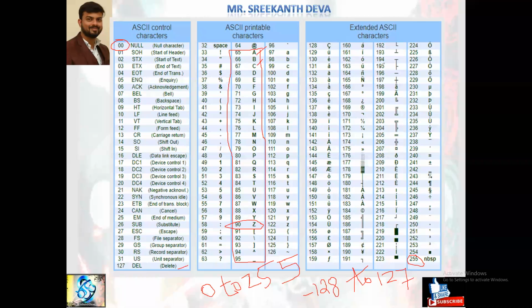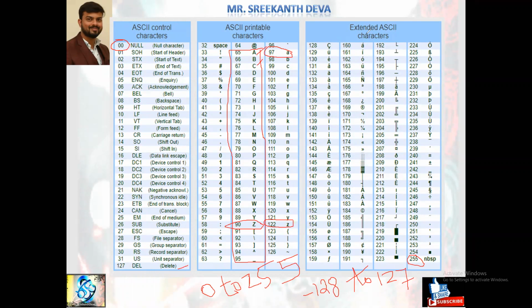Coming to the small a, try to look out, small a is 97. Small b represents 98, and so on. Small z represents what? 122. This is the ASCII value for small z. At present, try to remember these two points. The remaining things I will discuss in detail in the coming sessions.